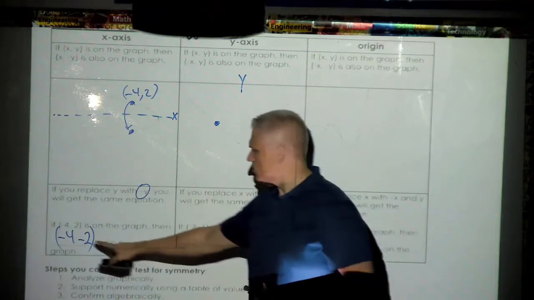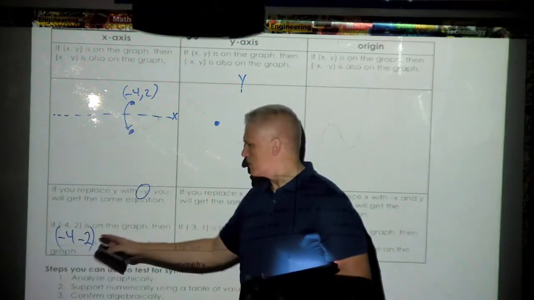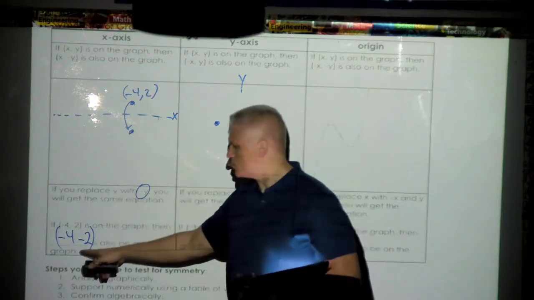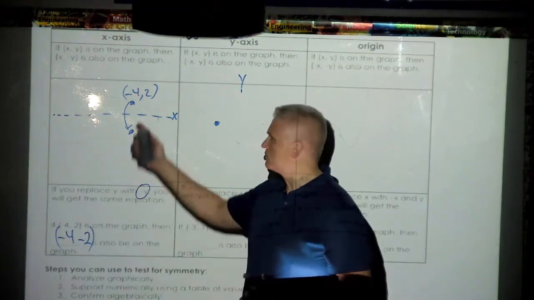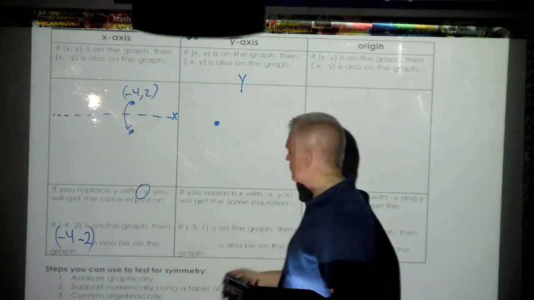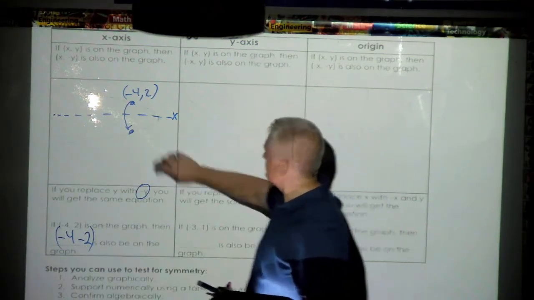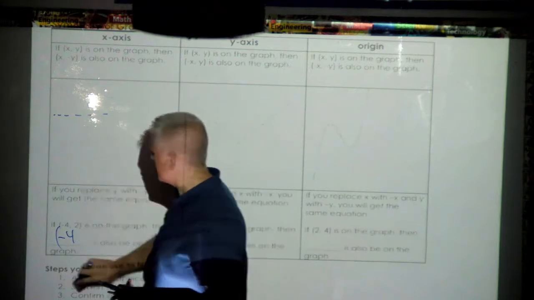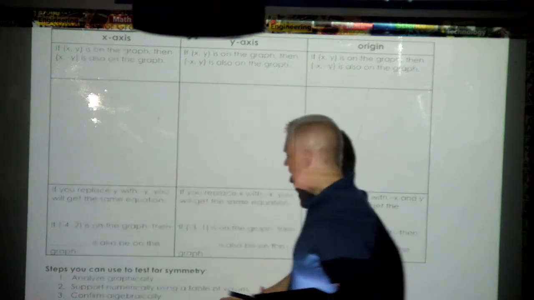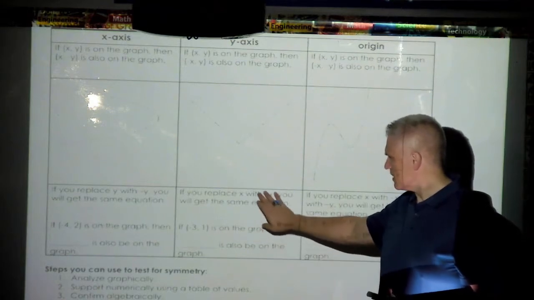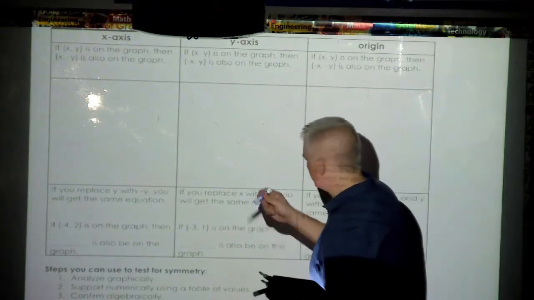The numerical would be this right here. If there is a negative 4, 2, then there'd have to be a negative 4, negative 2 for an x-axis symmetry, and so forth. We do that with each of them, so you should be able to do that with a table. And then finally, with algebra, which is what we had right here. So this is the algebra part.